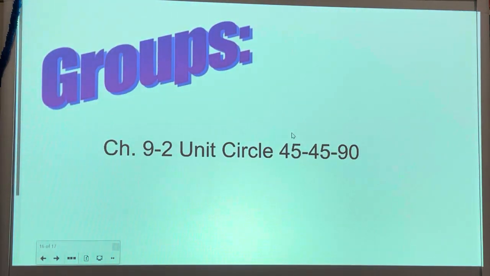How about you guys practice a little bit unit circles, 45, 45, 90. Find your reference angles. Figure out, is it going to be positive or negative? That's going by your ACTs.